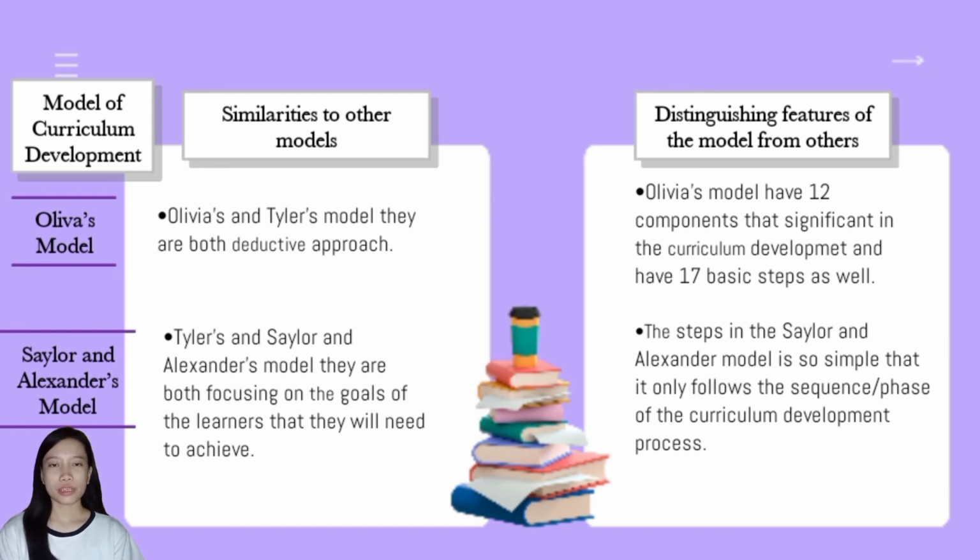Saylor and Alexander's model: similarities to other models. Tyler's and Saylor and Alexander's models both focus on the goals that the learners will need to achieve. Distinguishing features of the model from others. The steps in Saylor and Alexander's model are so simple that it only follows the sequence and pace of the curriculum development process. And that's all.